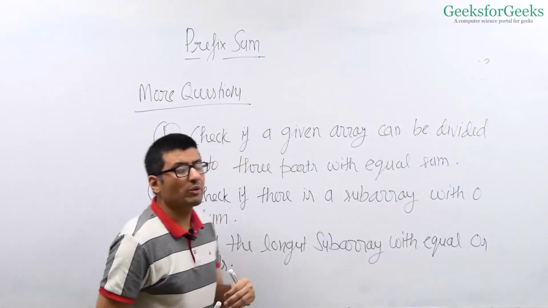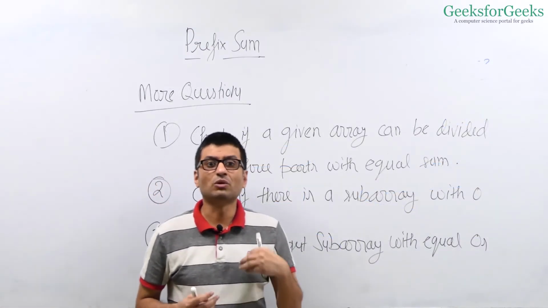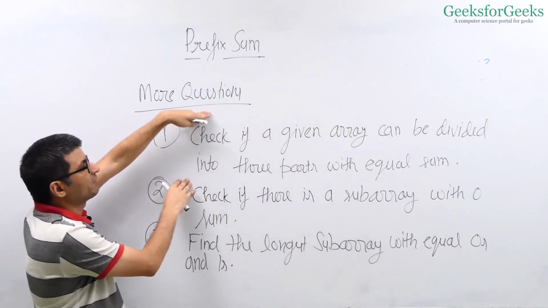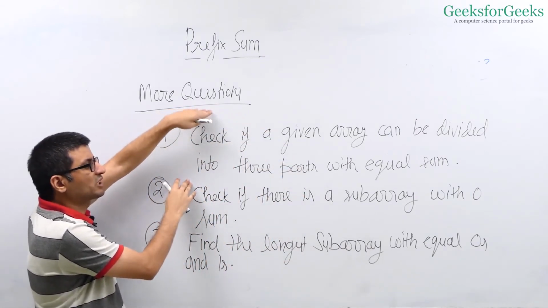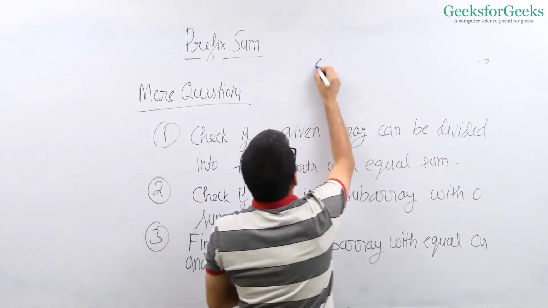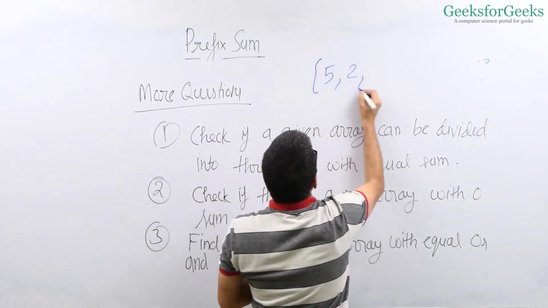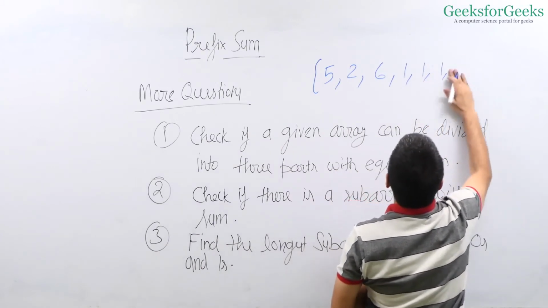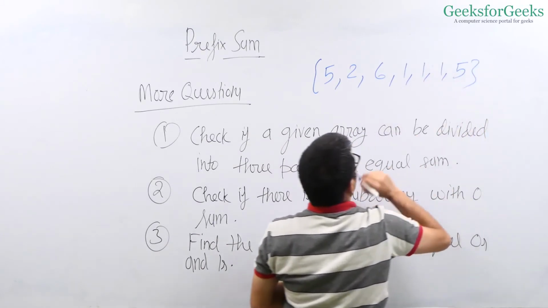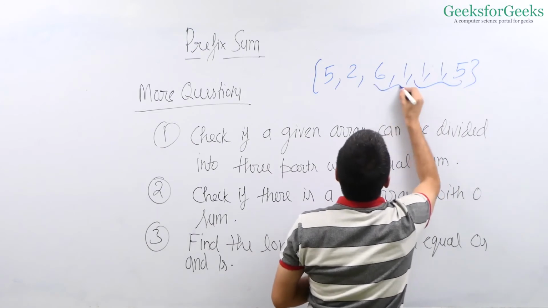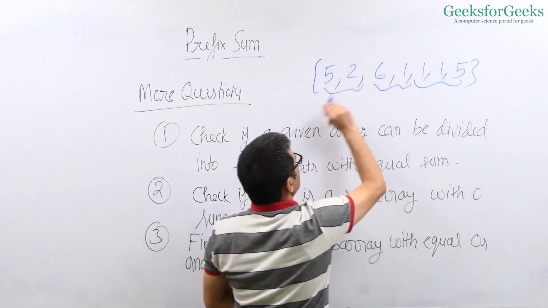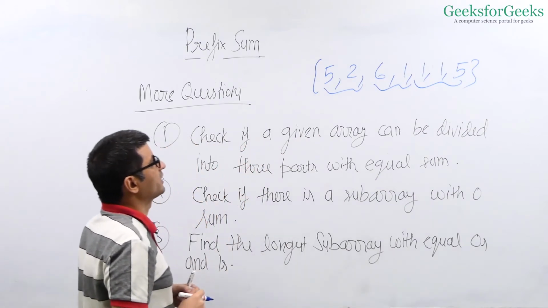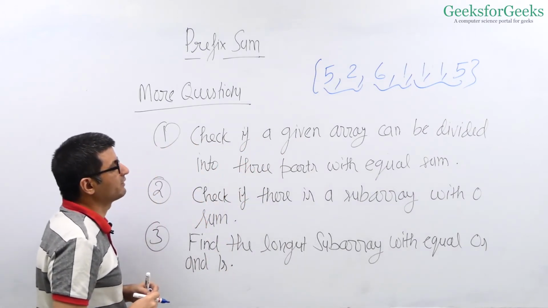Let us now talk about more questions on prefix sum which are homework for you. So we are given an array. We need to find if this array can be divided into 3 parts with equal sum. Say the array is 5, 2, 6, 1, 1, 1, 5. This array can be divided into 3 parts with equal sum. Sum of this part is 7, sum of this part is 7, sum of this part is 7. You need to check if you can divide the array into 3 parts with equal sum for a given array.